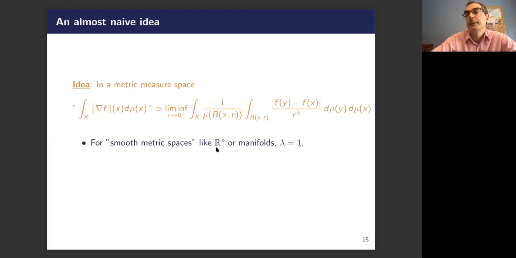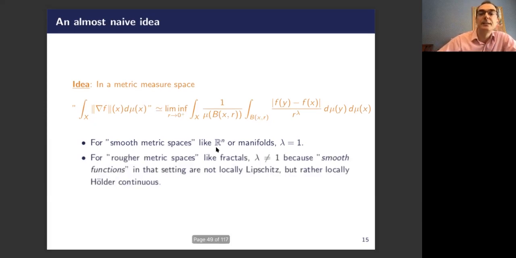So a few comments. In smooth cases like Euclidean space or maybe manifolds, the parameter lambda, which is used in the metric approximation of the gradient, should be equal to 1, because the idea is that in a large class of metric spaces which are smooth, a smooth function in that metric space should be locally Lipschitz.